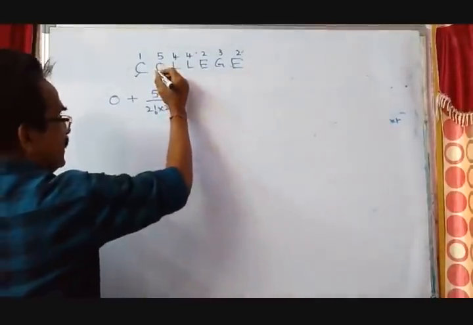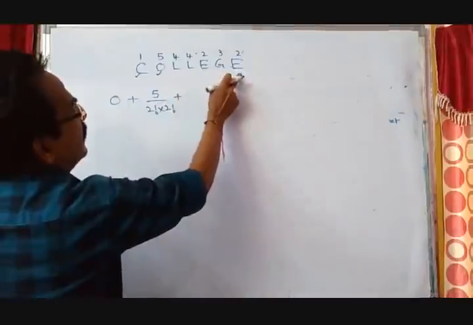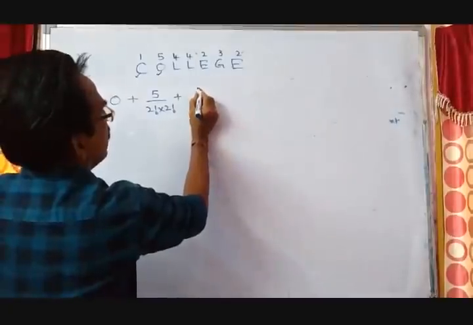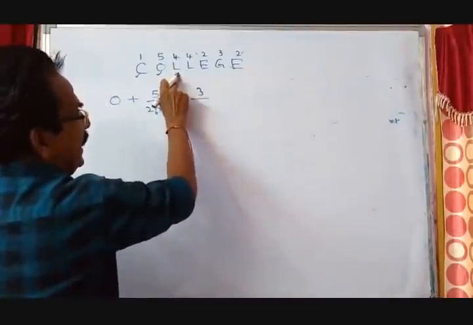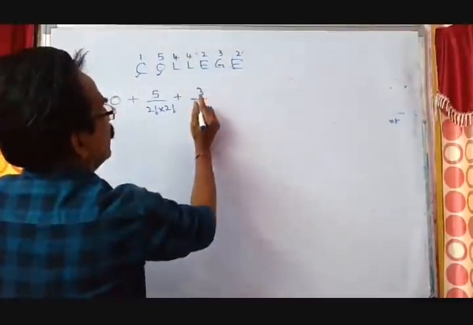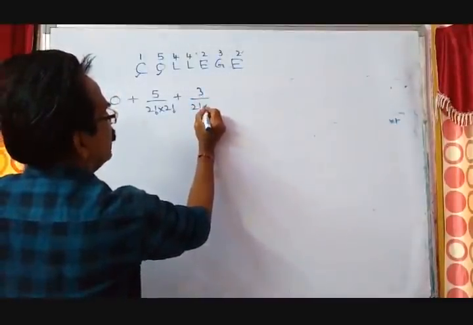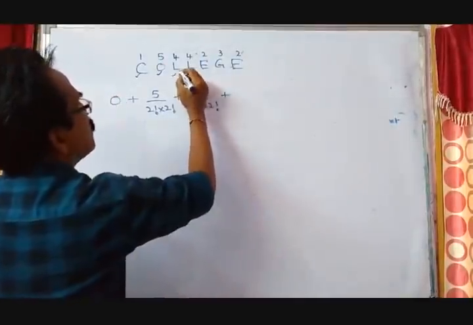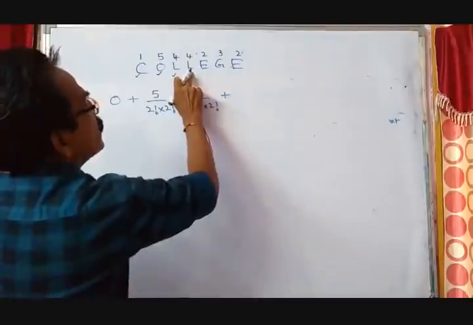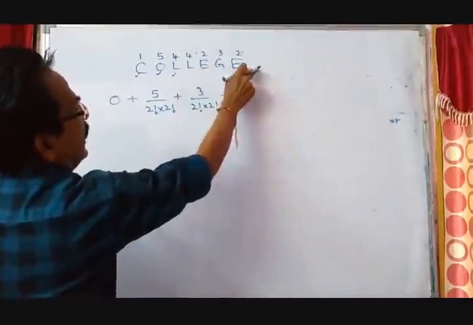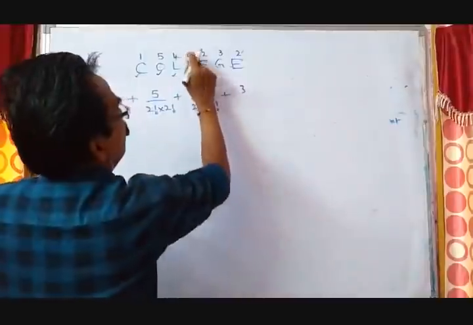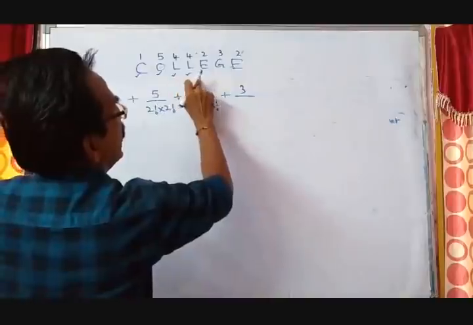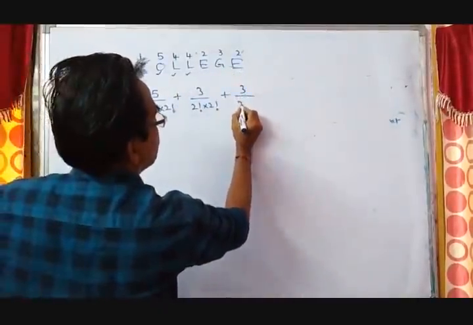Plus, let us take L. How many letters are there lower than the rank 4? 1, 2, 3. So 3, by including L, how many letters are repeated? 2 L's are there, 2 G's are there, 2 E's are there. This is over, and now let us see. So there are 3 letters to the right of L lower than rank 4. 3 by including L, how many letters are repeated? Only 2 E's are repeated.